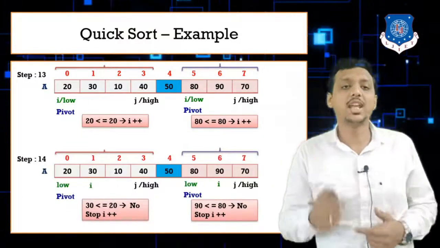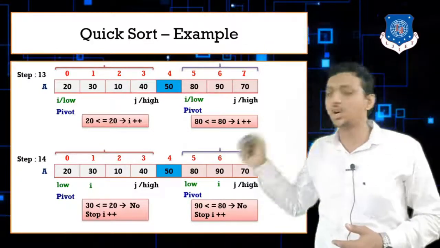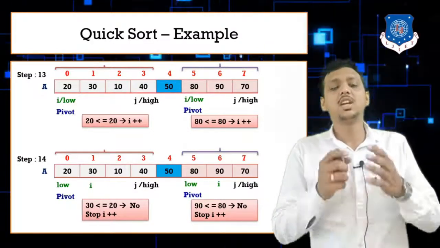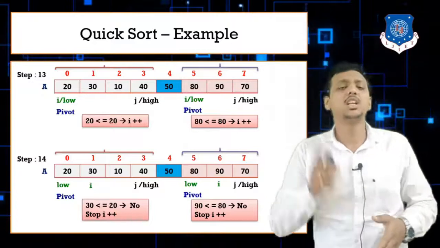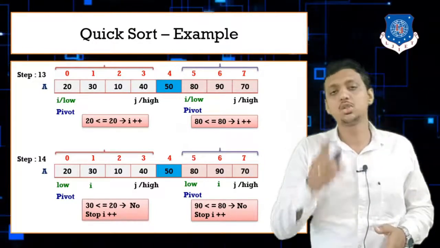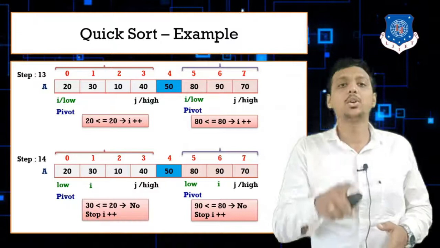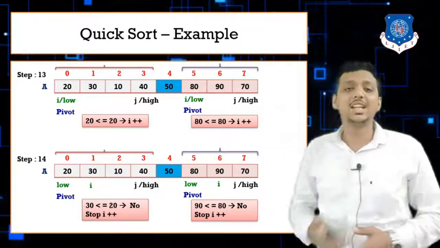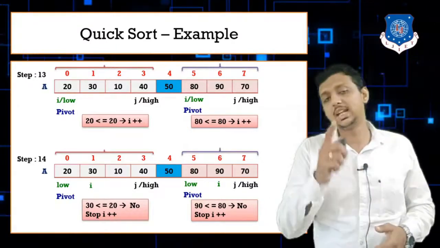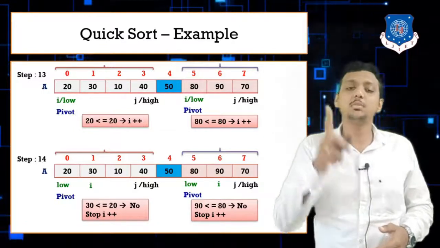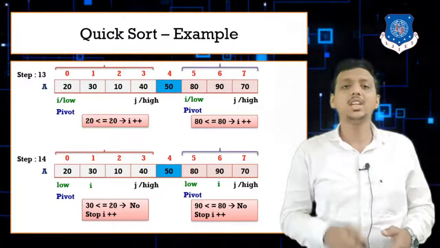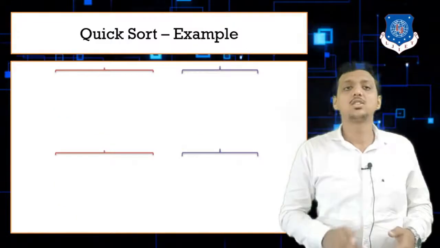Now, what about the next? On the left sublist, 30 is less than or equal to 20? The condition becomes false, so I stopped over there. Next, on the right side, 90 is less than or equal to 80? Again, the condition becomes false, so I stopped over there. Okay, so what about the next?